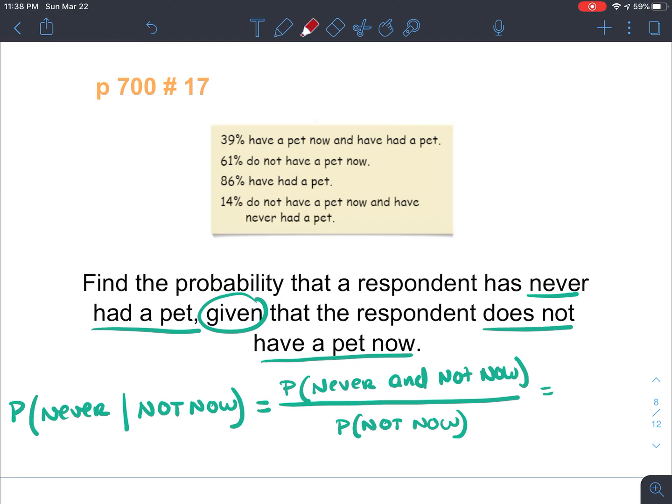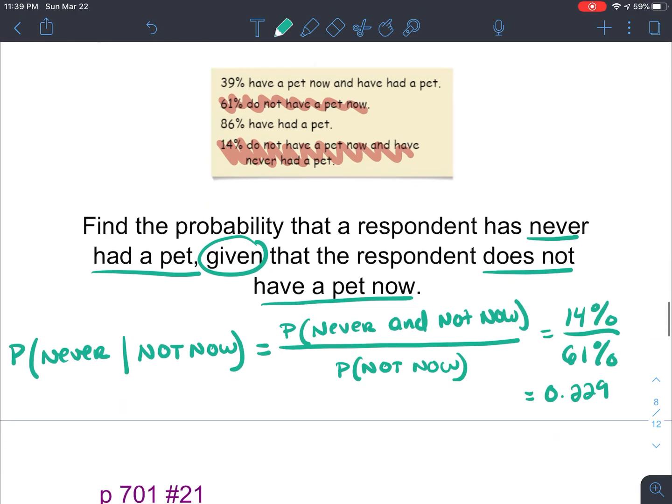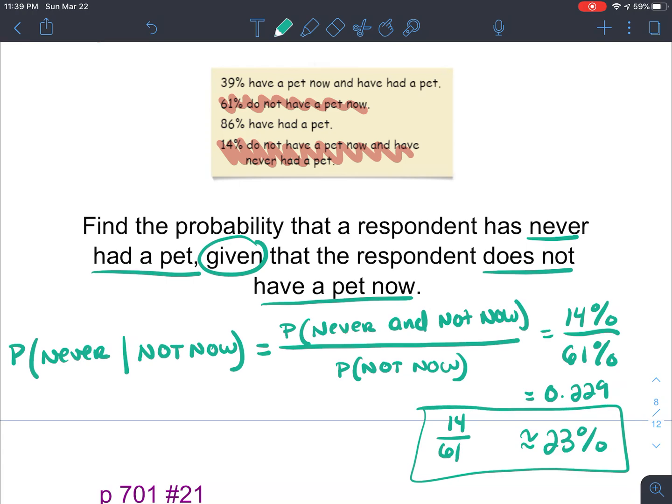Where do we have never had a pet and do not have a pet now? 14%. And what percent do not have it now? 61%. Okay, so 14 over 61 gives me approximately 0.229, which is about 23% if you're asked to round. Or you can leave it as the fraction 14 over 61 because that does not reduce. Okay.